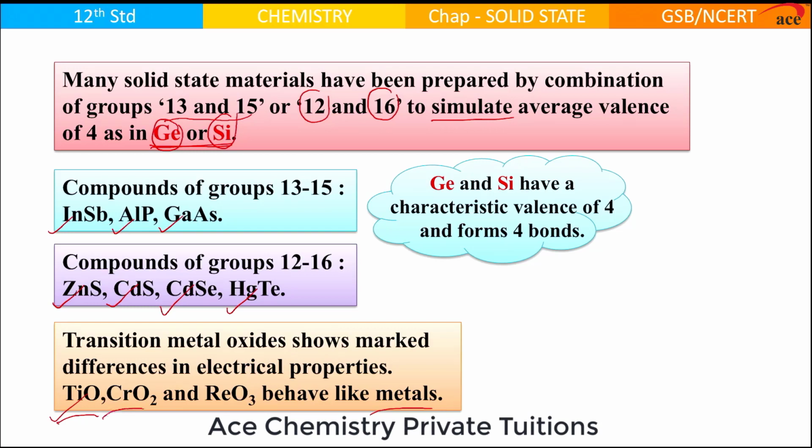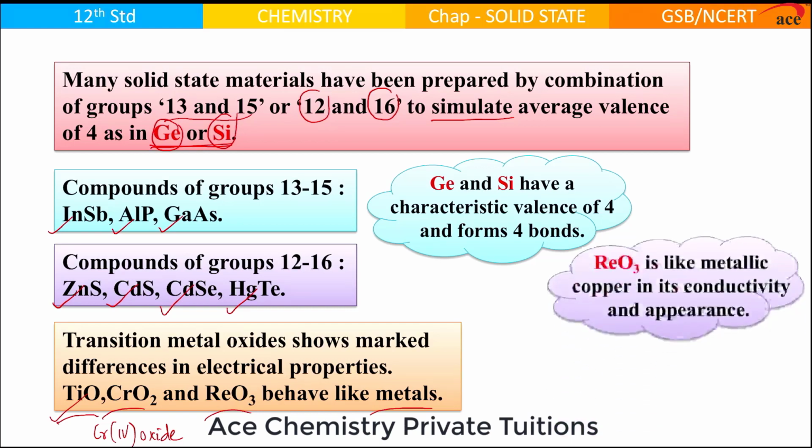Similarly, chromium 4 oxide, that is chromium in oxidation state 4. Chromium 4 oxide is also found to have electrical properties like a metal, although it is a compound. Rhenium trioxide, although it is a compound, shows electrical property like a metal. This unusual behavior is still accounted to electrons, but research is still pending. Rhenium trioxide, on the other hand, is found to have very good electrical properties like copper.